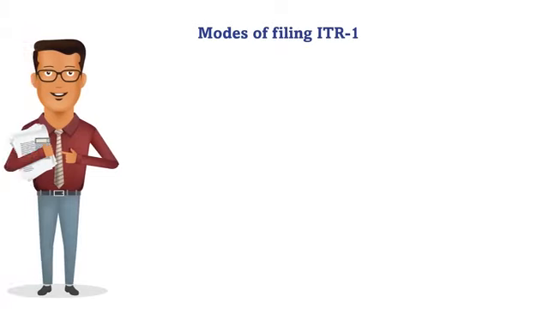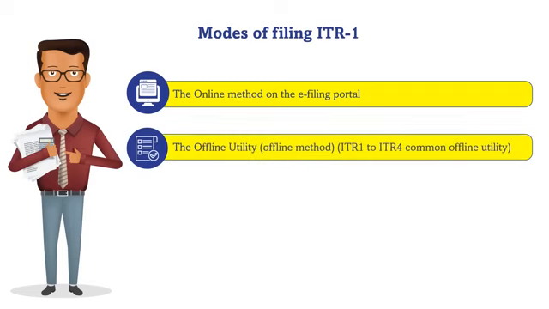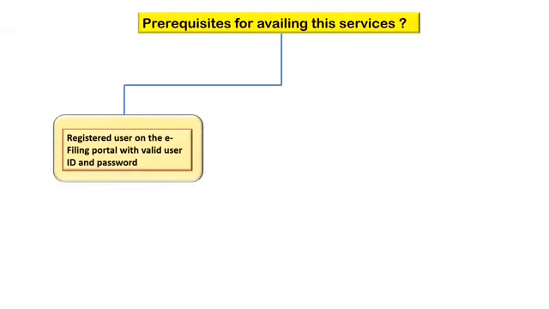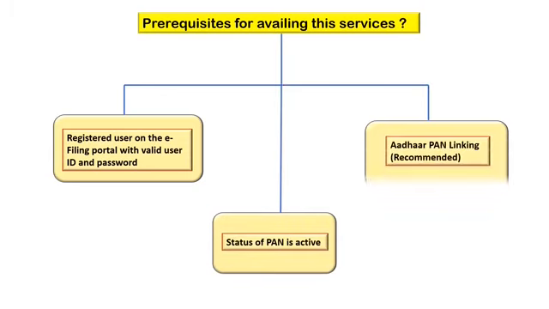There are two modes of filing Form ITR-1. You can file the form through online method on the e-filing portal, or you can download the offline utility from the downloads section of the e-filing portal. In order to file ITR-1, you should be a registered user on the e-filing portal with a valid user ID and password. The status of your PAN should be active, and it is recommended that your Aadhaar should be linked with your PAN. Let us now see step by step how do we file ITR-1.